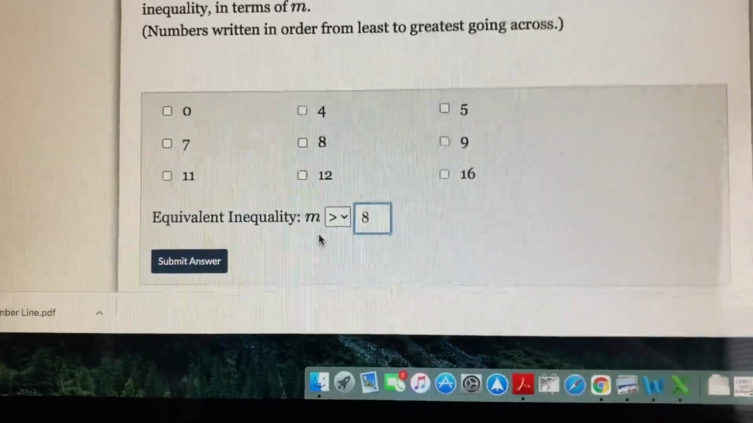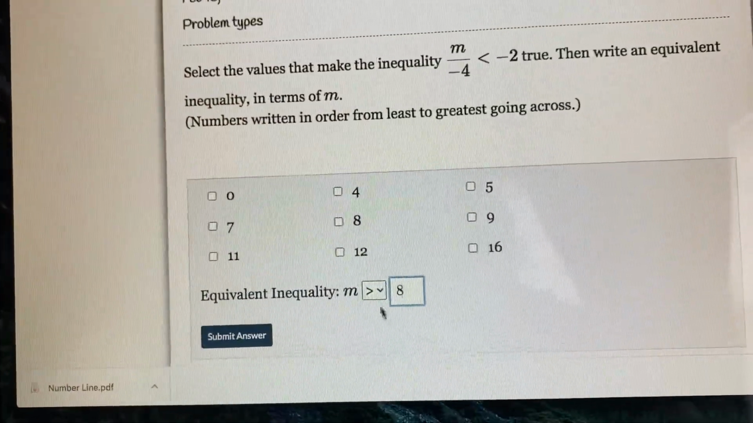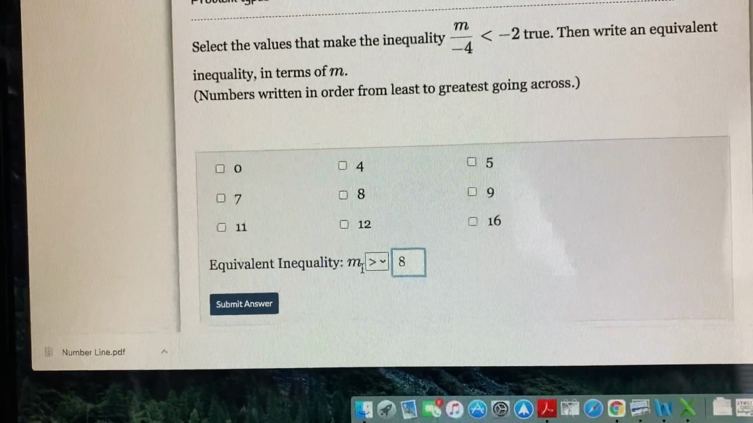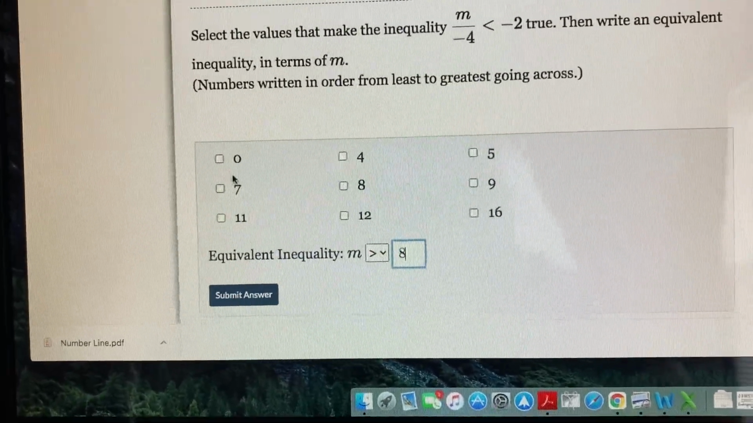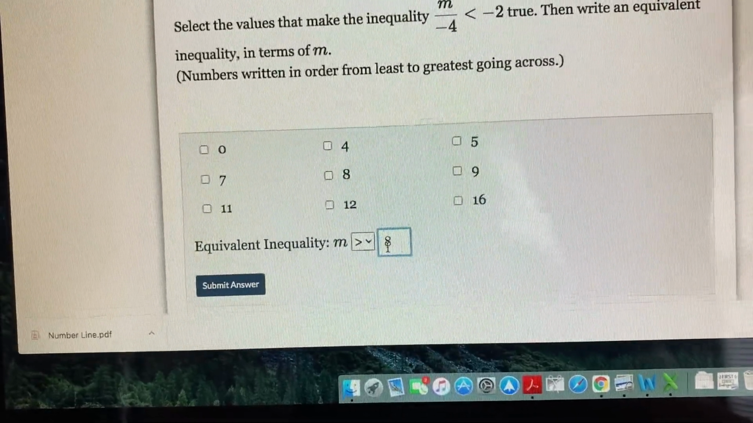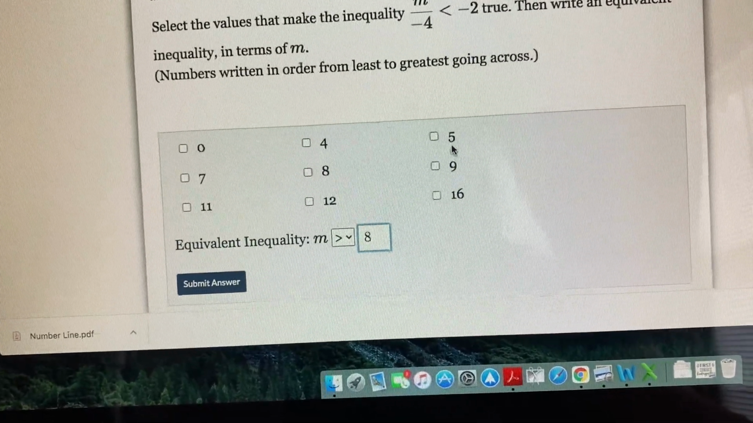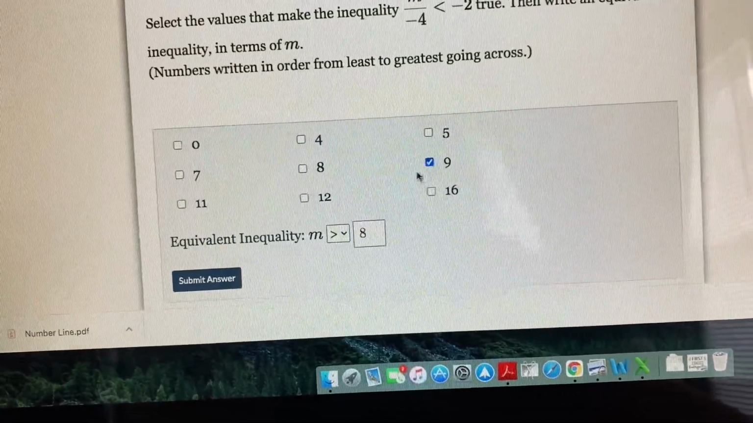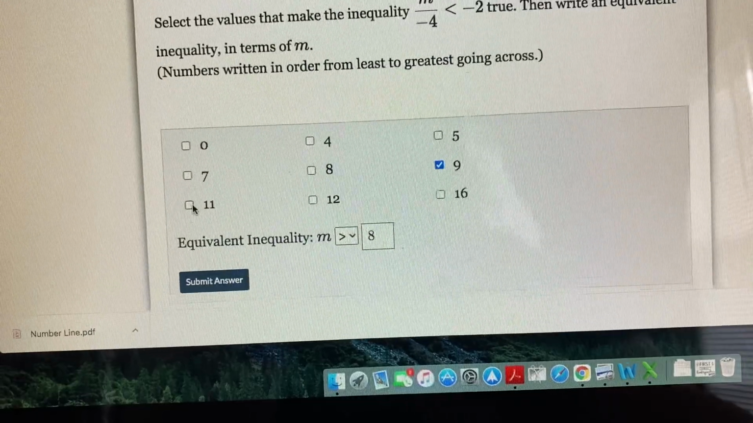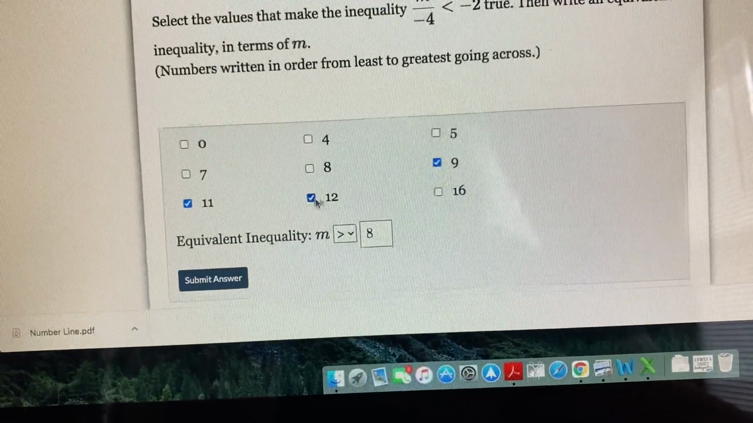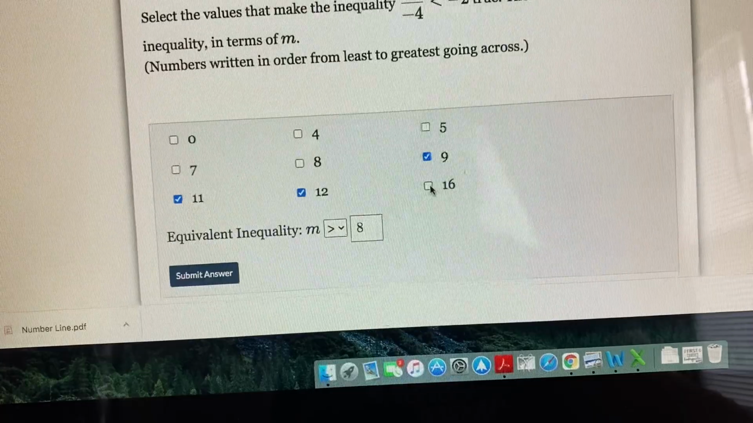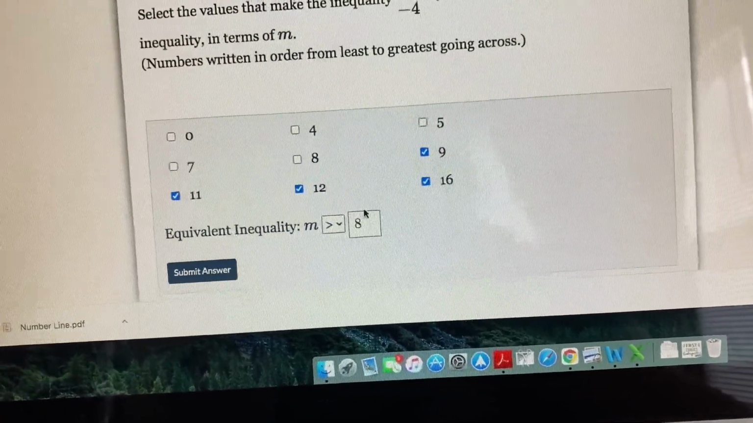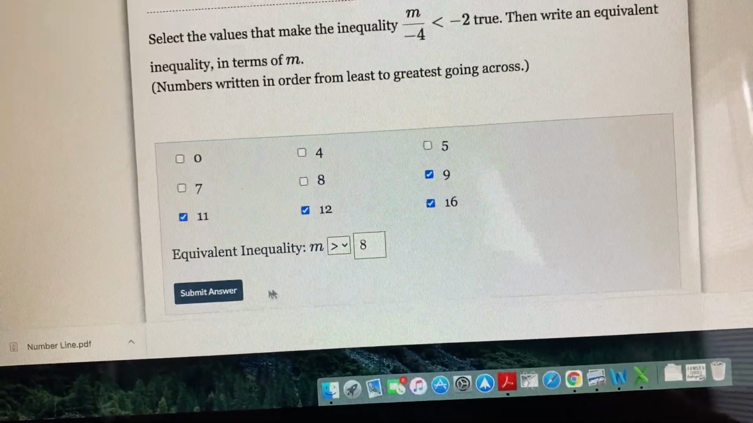Anyway, now we just have to choose which numbers here, which solutions, make this inequality true. So is 0 greater than 8? No. Is 4 greater than 8? No. Is 5? No. Is 7? No. Is 8? No. Is 9? Yes, 9 is greater than 8. And if 9 fits, then 11, 12, and 16 will too, because they are all greater than 9, so those will all be solutions.